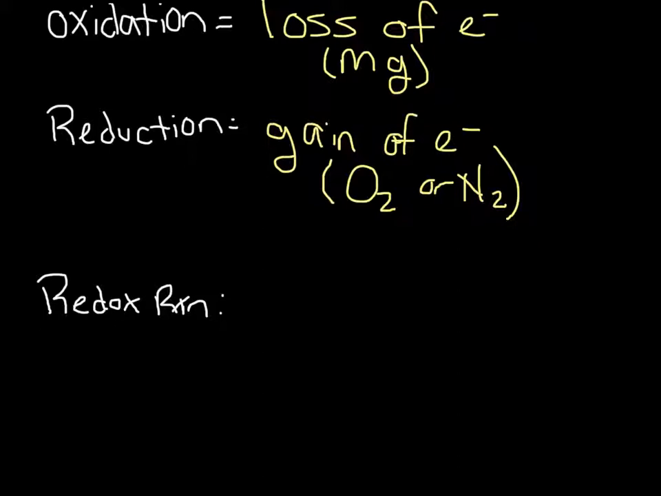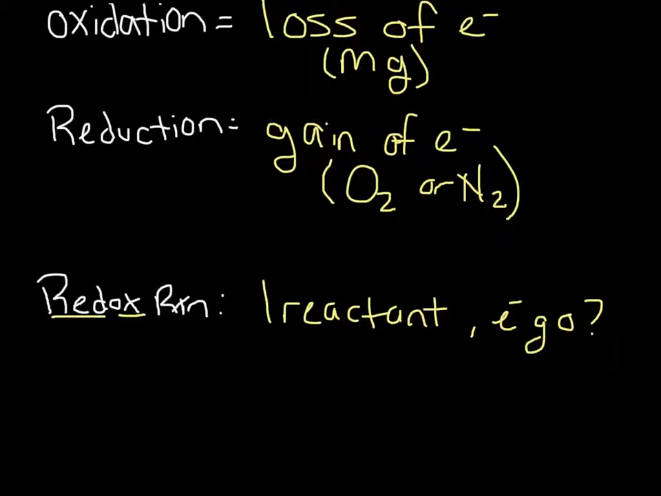Now we have our redox reaction. A redox reaction is when you identify one reactant, looking at one reactant, and where does the electron go? You cannot have just oxidation or just reduction. It is a redox reaction: reduction, oxidation, reaction. There are some mnemonics you can use to remember what oxidation and reduction are.